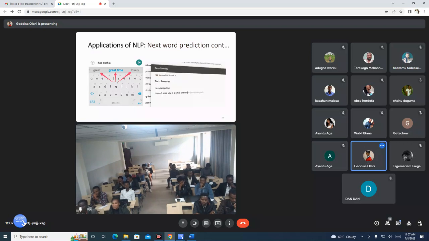And again, in Gmail there is such a thing: like "haven't seen you in a while, and I hope you are doing well." This is the task of next word prediction.